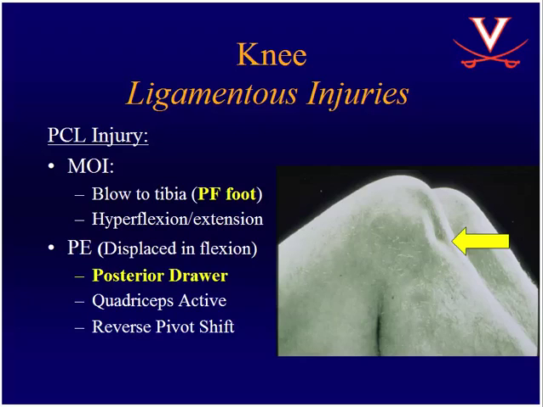Moving on to the PCL. PCL, again, gets injured by a blow to the proximal tibia, or you can have a hyperflexion injury which can cause this. Hyperflexion injury, PCL injury. Again, the key exam is the posterior drawer. The key to that is recognizing the normal step-off.